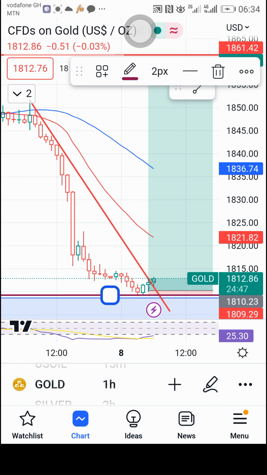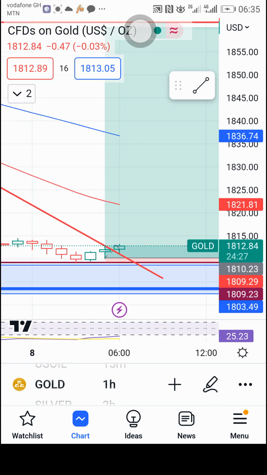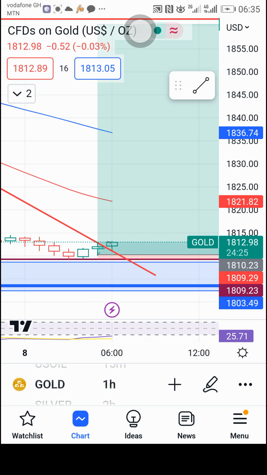So that one wasn't enough. I said, no, let me draw my trend line to make sure that the price will actually reverse from that particular point. And that is when I drew this trend line. And as you can see clearly, there was a breakout, and for that matter I decided to take the trade.